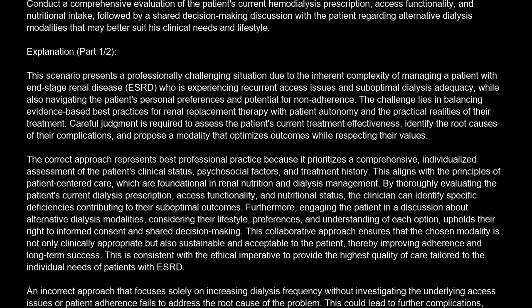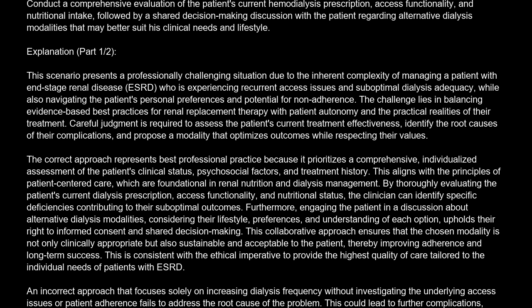The correct answer is A. Conduct a comprehensive evaluation of the patient's current hemodialysis prescription, access functionality, and nutritional intake, followed by a shared decision-making discussion with the patient regarding alternative dialysis modalities that may better suit his clinical needs and lifestyle.